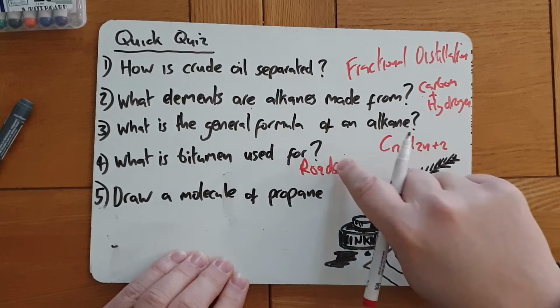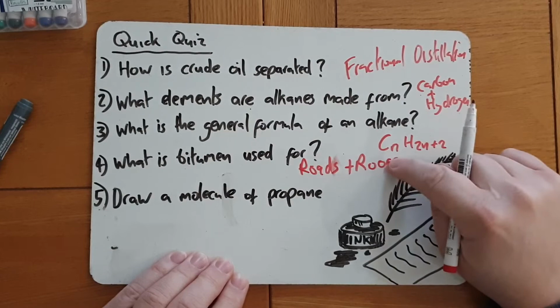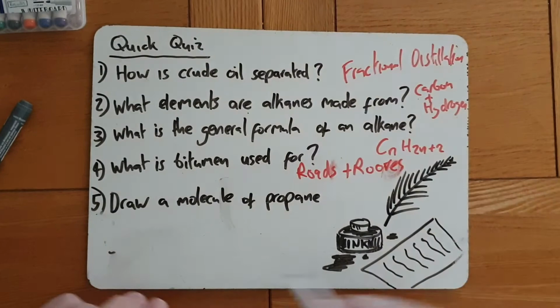What is bitumen used for? Making roads and roofs. Roofs, with a V. Right, roads and roofs. And draw a molecule of propane.